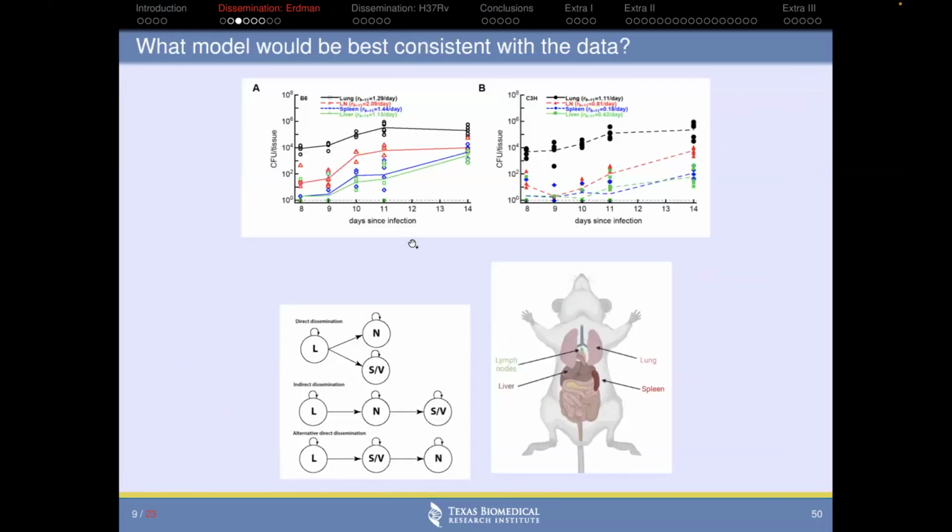And so I like asking questions when I do presentations. Given this data, and given this schematic and this cartoon of a mouse where the tissues are located, which of the pathways do people think is the most likely to explain this data? I'll give you a little bit of time to think about it. I mean, we can do a chat vote. So the dissemination pathway is direct dissemination, indirect dissemination, or alternative indirect dissemination. And these are how they would occur.